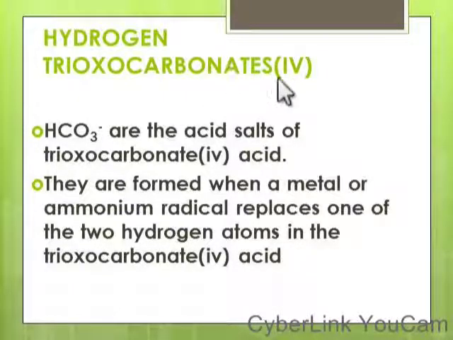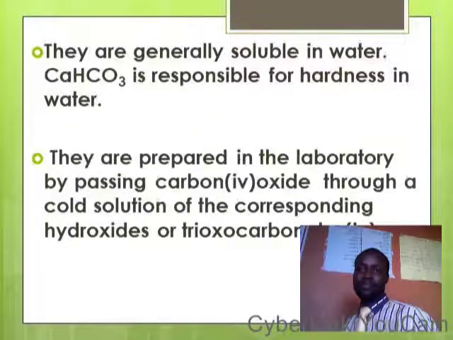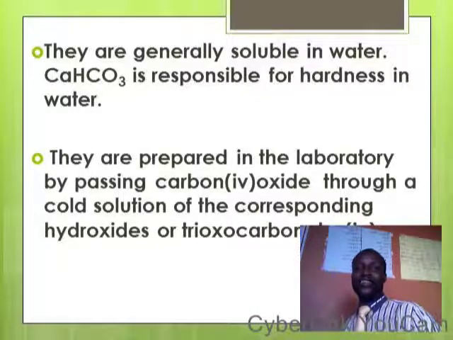Hydrogen trioxocarbonate(IV). That is the ion now. Hydrogen trioxocarbonate(IV) ions are the acid salts of trioxocarbonate(IV) acid. They are formed when a metal or ammonium radical replaces one of the two hydrogen atoms in the trioxocarbonate(IV) acid. Now, they are generally soluble in water.